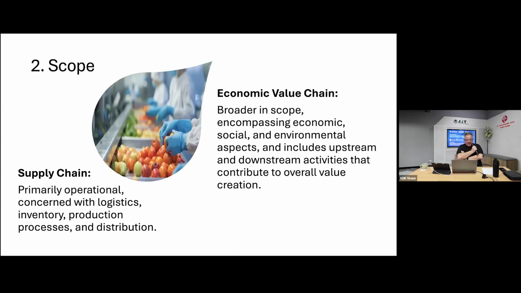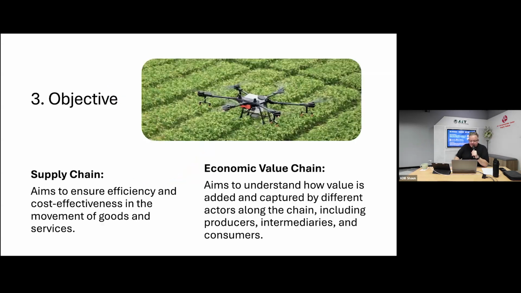A supply chain typically focuses primarily on operational concerns: logistics, inventory, production, processes, distribution, the flow of goods from one place to another. An economic value chain is a bit broader in scope. It encompasses the economic, social, and environmental aspects, and includes upstream and downstream activities that contribute to overall value creation. The objective of a supply chain is to ensure efficiency and cost effectiveness in the movement of goods and services. But an economic value chain aims to understand how value is added and captured by different actors along the chain, including producers, intermediaries, and consumers.